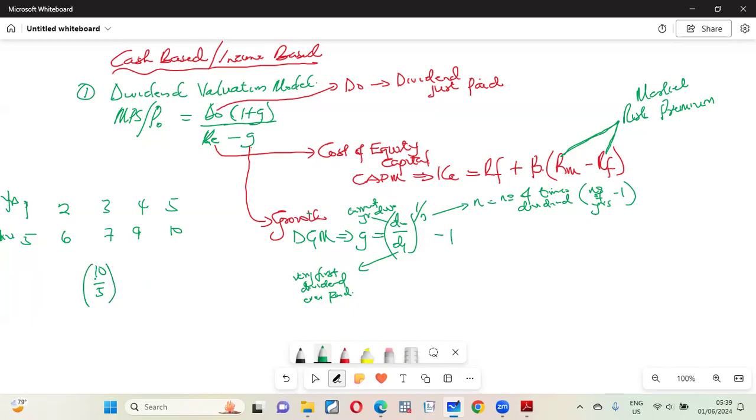Now, the tricky part is the n. We said n is the number of times the dividend is growing. Can you give me the number of times the dividends have grown? Just try. I know I've not shown you yet, but just try. You may catch it. How many times is the dividend growing?